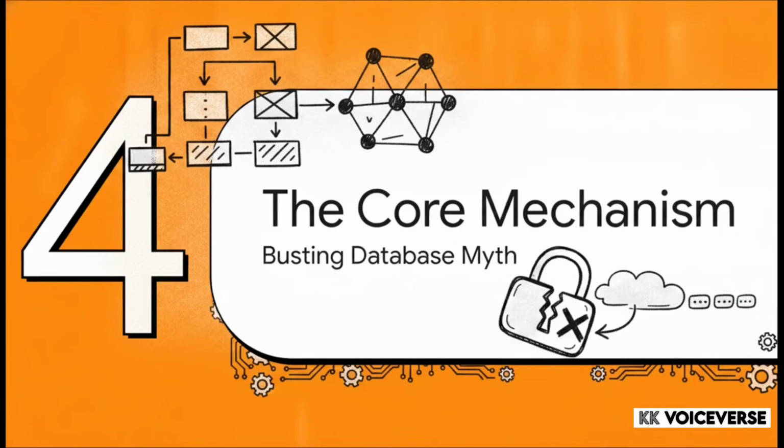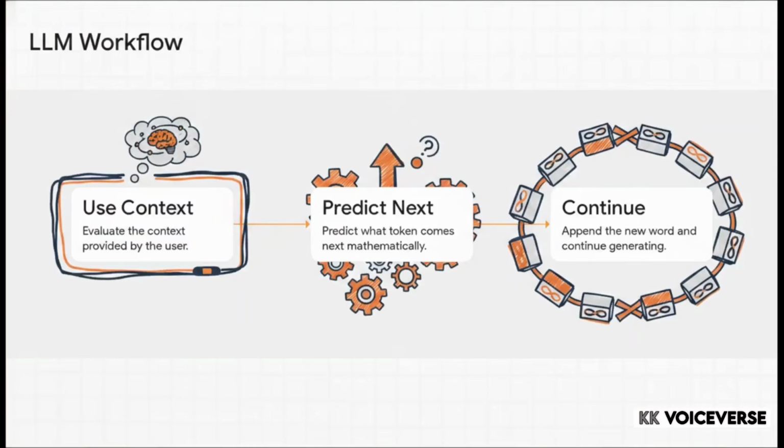Section 4. The core mechanism. Busting the database myth. Let's look at exactly how these models generate text. This is the internal workflow step by step, and it's a surprisingly simple loop driving the entire engine. Step 1. Use the available context. Step 2. Predict what comes next. Step 3. Continue generating. It literally just repeats this cycle over and over and over, predicting one token at a time until the entire response is complete.